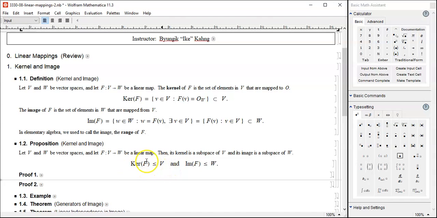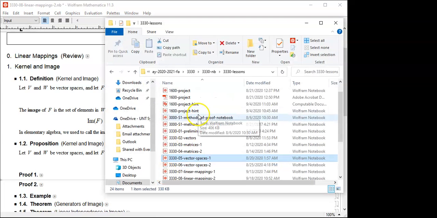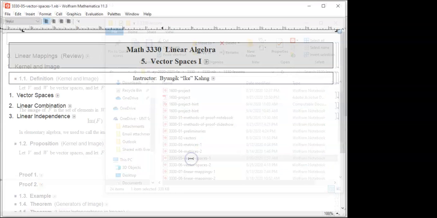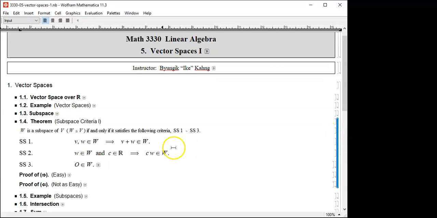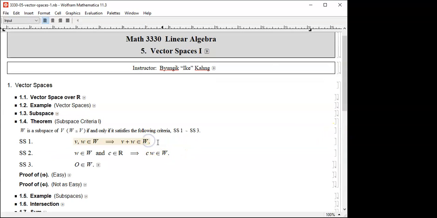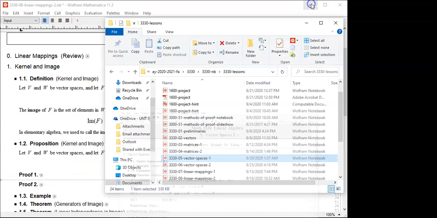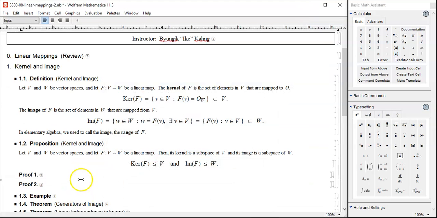Okay, how do you prove that this is a subspace? Do I still have that old notebook? I closed this, so let me open it up again. So let's use these: closed under addition, closed under scalar multiplication, and the zero vector. Okay, all right.